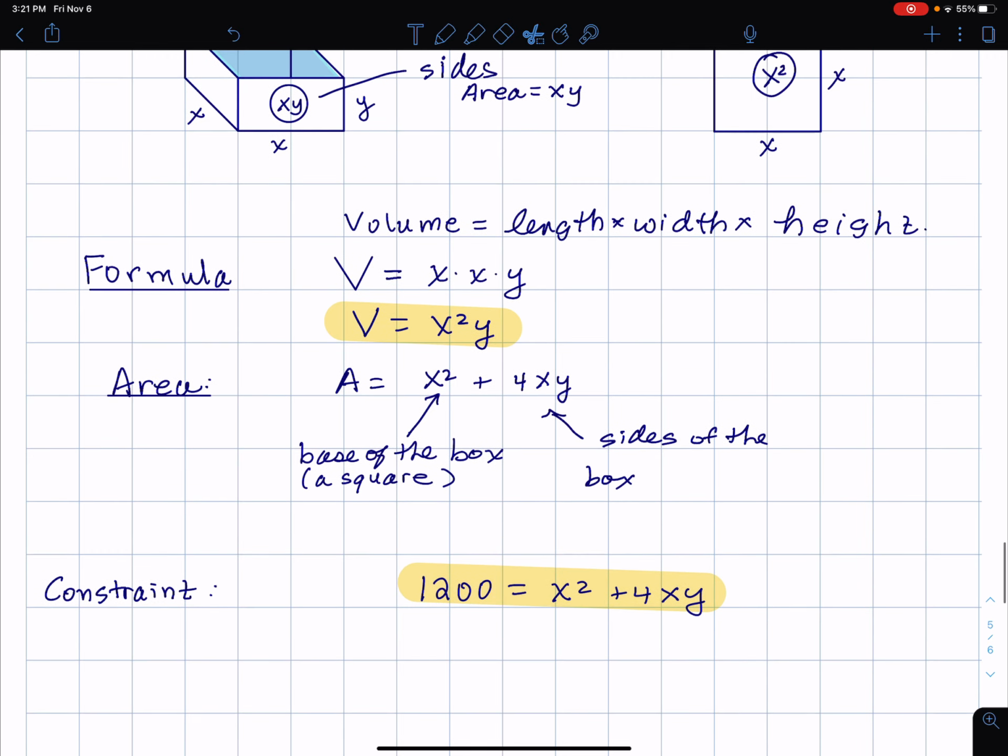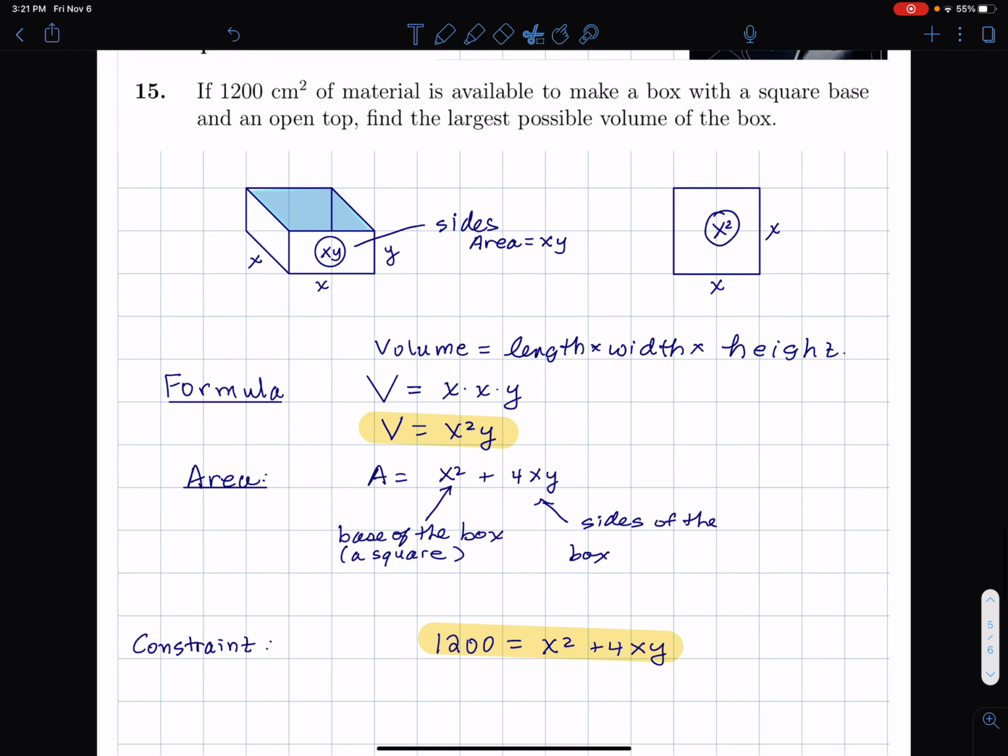Otherwise, if I'm trying to find the maximum volume, why don't I just make x and y super, super big? You know, and there would be no maximum. Just make them bigger and bigger. But there's a constraint. x squared plus 4xy equals 1200.